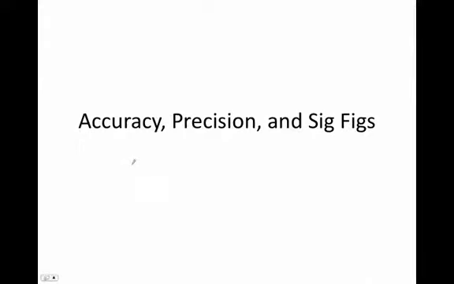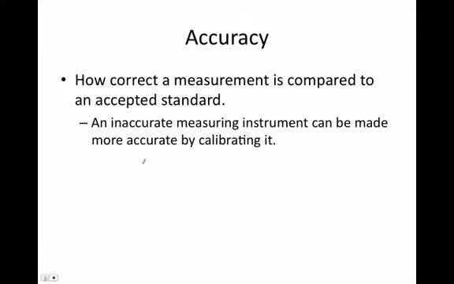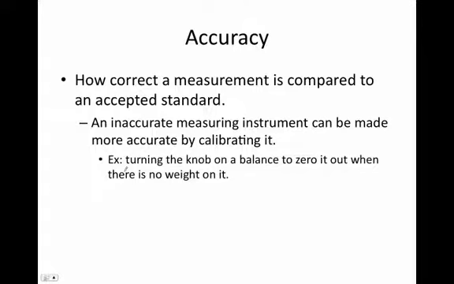Today's notes are on accuracy, precision, and sig figs. First of all, accuracy is how correct a measurement is compared to an accepted standard. So an inaccurate measuring instrument can be made more accurate by calibrating it. What does that mean? Well, an example is on a balance, you turn the knob to zero it out when there's no weight on it.